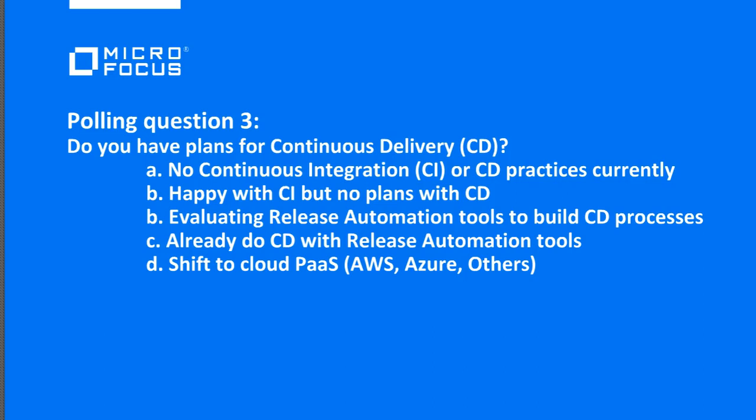Okay, so the answers are the following. No CI or CD practices currently: 8 people have voted for that. Happy with CI but no plans with CD: 6 people. Evaluating release automation tools to build CD processes: 7 people. Already do continuous delivery with release automation tools: 6 people. Another 3 with shift to cloud platform as a service. Okay, those are the answers. So I'd agree, let's switch to the Q&A directly.